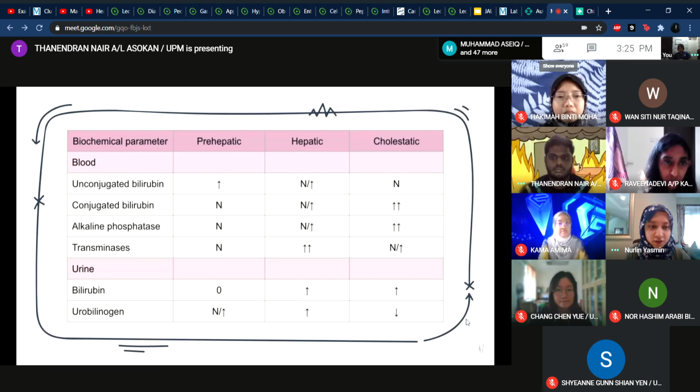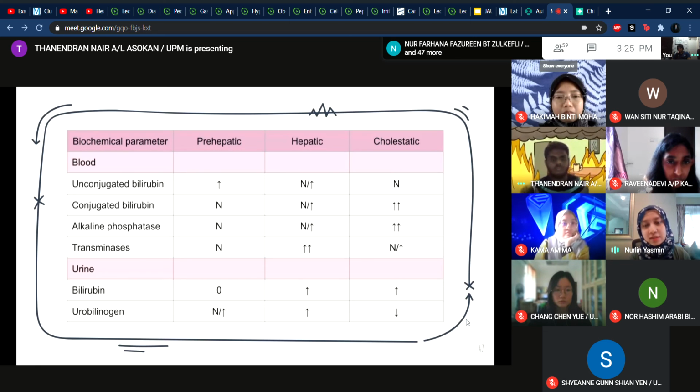cholestatic jaundice. For transaminases, which is the ALT and the AST, it increases more in hepatic jaundice, because if there's any liver disease or liver cell injury, the ALT and AST will increase, and also in cholestatic jaundice. So for the urine, in urinalysis, the bilirubin usually can be found in hepatic and cholestatic jaundice, while the urobilinogen can be seen in hepatic jaundice, but decreases in cholestatic jaundice due to the obstruction of the bile flow.